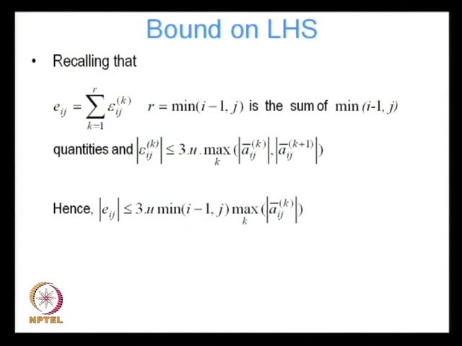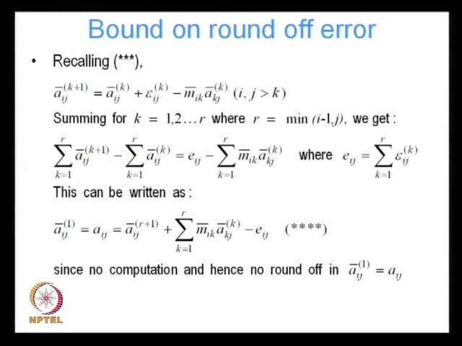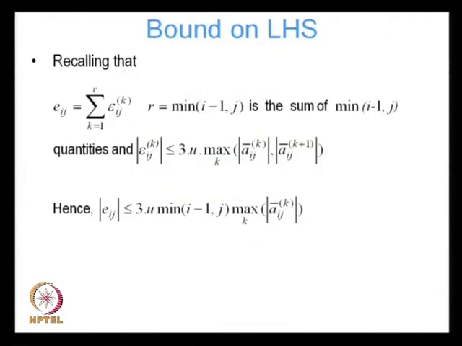So, recall that we have defined Eij as the sum of all the epsilon ijk's. That is what we defined exactly here when we defined Eij is equal to sigma epsilon ijk, and r is equal to minimum of i minus 1, j. So, we can write this as the sum of minimum of i minus 1, j quantities, and we also remember that epsilon ijk has this bound which we obtained earlier. So, we can say that mod of Eij is less than or equal to 3u times minimum of i minus 1, j times maximum of mod of A bar ij k over k.